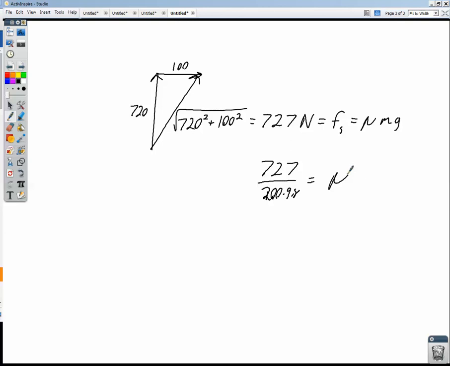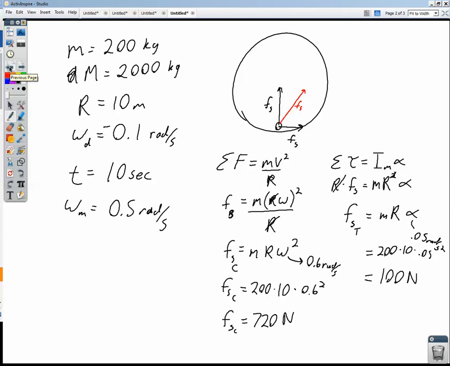So 727 divided by the denominator gives us 0.37, which is the minimum coefficient of static friction required to get this motorcycle to perform this stunt. And is it really all that fantastic? If we go back here, the motorcycle is going at 0.5 radians per second, and using v equals r omega, 0.5 times 10, it's only going at 5 meters per second, which is about 10 miles an hour. This is not that fantastic of a trick, a motorcycle going 10 miles an hour.